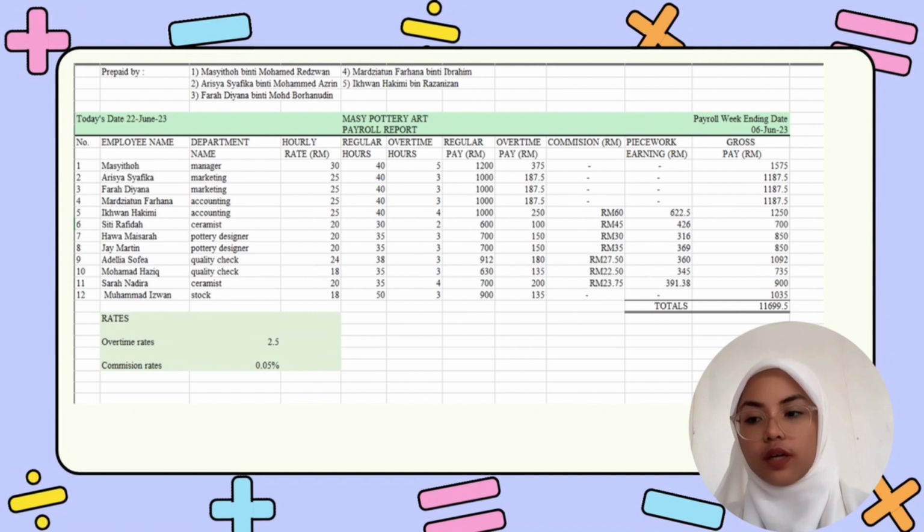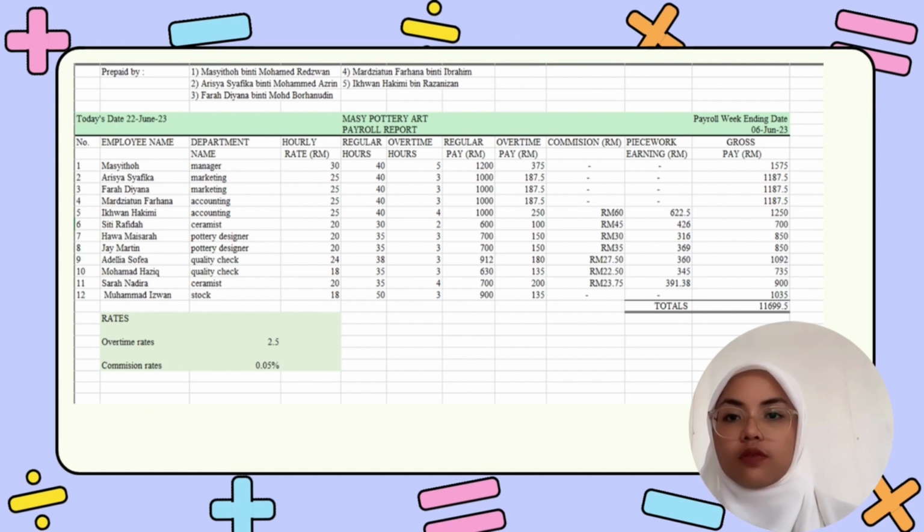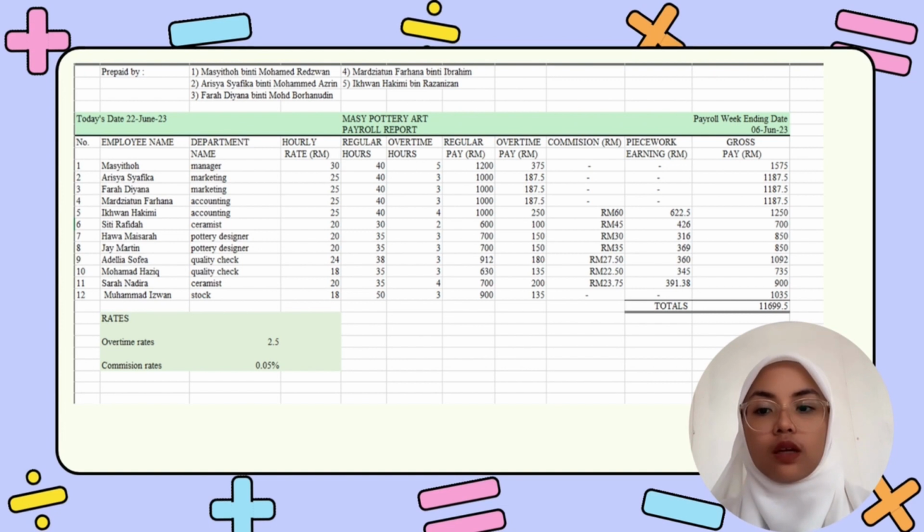Now for the commission part, the formula is total sales multiplied with commission rate. As stated in the payroll report, the commission rate is 5%. So to calculate it, 5% will be multiplied with the total sales in the table of employees' names above. We can take an example for Ikwan Hakimi. We multiply 1,200 with 5%, so we will get 60 ringgit.